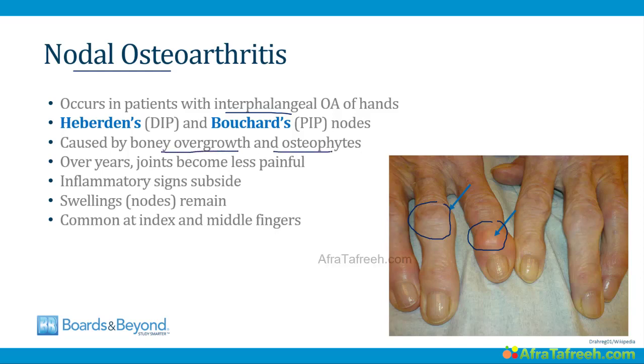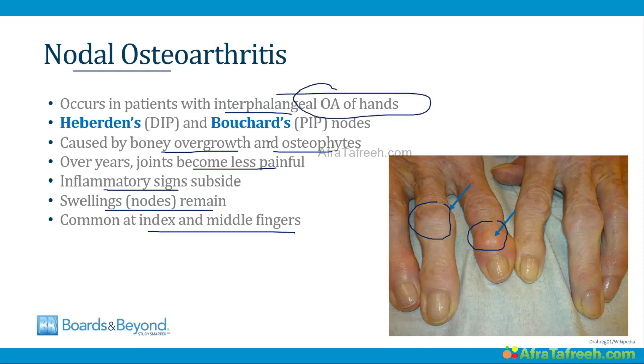And these nodes develop from bony overgrowth and osteophytes. What happens is patients who have long-standing OA of the hands, over years, the joints can actually become less painful and inflammatory signs can subside, but these swellings or nodes will remain. And they're particularly common in the index and middle fingers in patients who have OA of the hands.